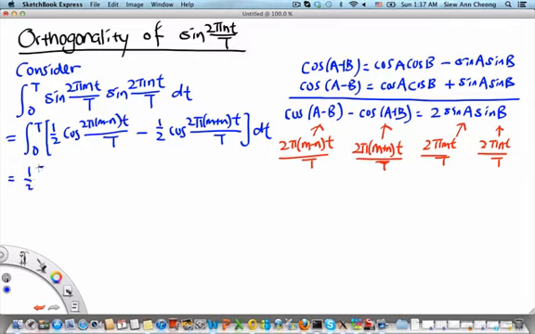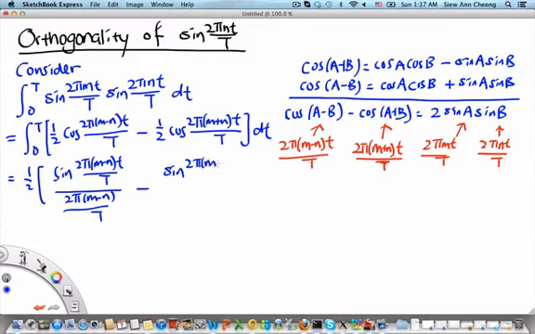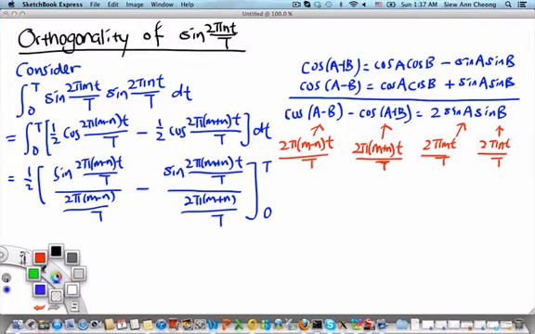So what will we get? We will get sine of 2 pi (m minus n)t over capital T divided by 2 pi (m minus n) divided by capital T, and here we will get sine 2 pi (m plus n)t divided by capital T, and again divided by 2 pi (m plus n) divided by capital T, to be evaluated at T and 0. Now what happens when we evaluate this integral at the upper limit T?